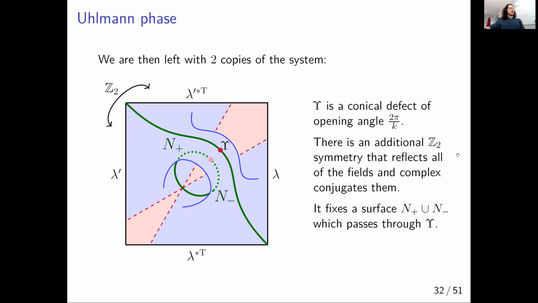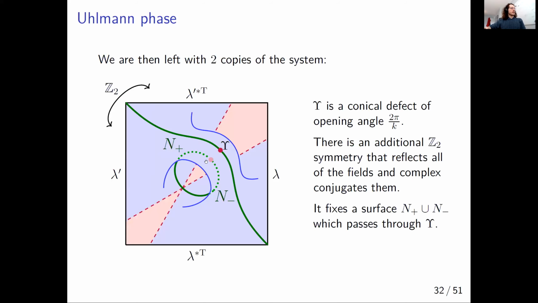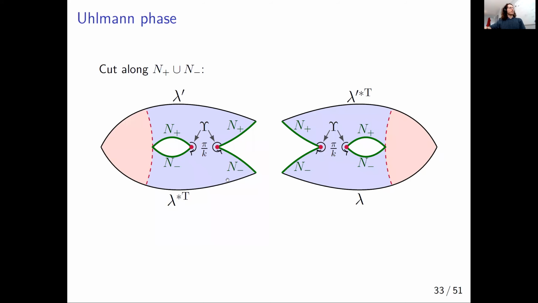So we have 2 copies, but really we want to reduce that down to 1 copy. So let's imagine cutting along this codimension 1 surface in green. And we end up with these 2 pieces. If you can imagine that, you cut along here and then flatten everything out.